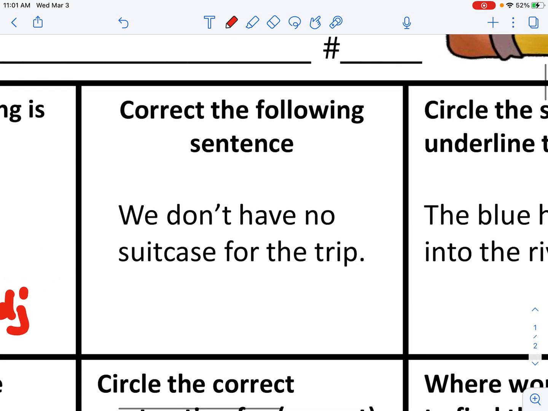Correct the following sentence. We don't have no suitcase for the trip. Well, don't have no is a double negative, meaning we can't use that in our sentence if we're using proper standard English. So we would need to say, we don't have a suitcase for the trip, right? That would make more sense.